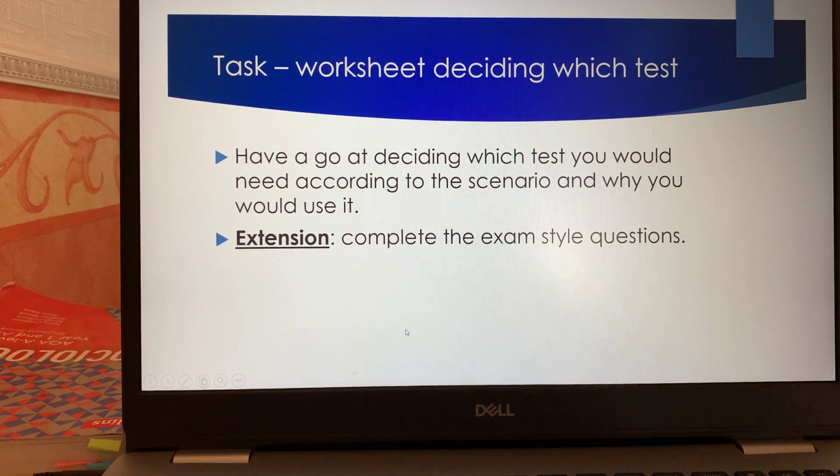So what I've attached on Show My Homework is a worksheet for you to have a go at deciphering which test you're going to use and why you would use it. So what you're going to need to do is keep referring back to the Simon Cowell table to help you with that. Try and memorise it if you can, but if not, just keep referring back to it. The more practice, the better. Extension, there are some more exam style questions attached there for you to have a go at. And I have got all the answers, so you can test yourself if you want to. Pause this now and have a go.